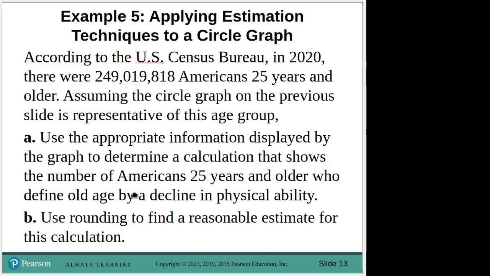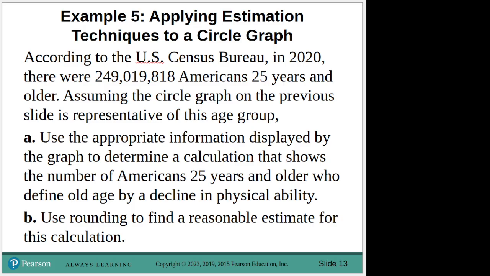So if we look at the previous slide, we could answer an approximation here. So according to the U.S. Census Bureau, in 2020, there were 249,019,818 Americans 25 years and older.